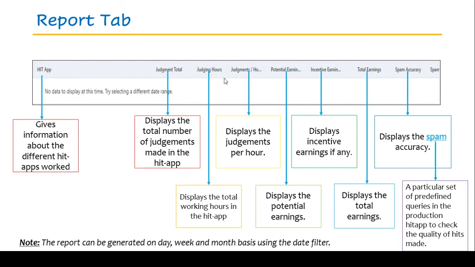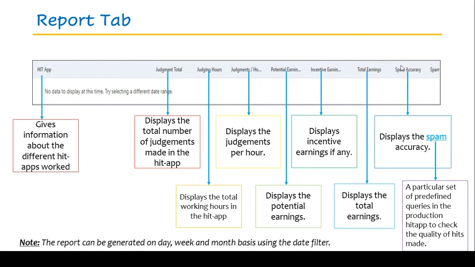This judging hours tab will give you the number of hours that you have worked on this specific task. The judgments per hour tab will give you the display of how many judgments that you have made in 1 hour. The potential earnings will, like the name suggests, display the potential earnings. The incentive earnings will be displayed under this tab. The total earnings will give you the total earnings, which includes your potential and incentive earnings, which is displayed over here.